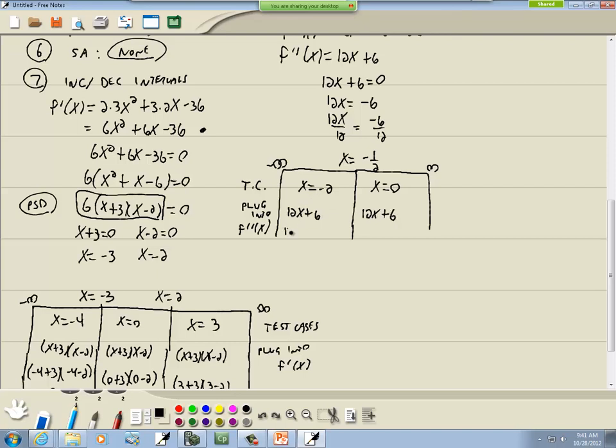So if I put negative 2 in there, I got 12 times negative 2 plus 6. 12 times negative 2 is negative 24 plus 6 is negative, which means it's concave down. If I put 0 in there, 12 times 0 plus 6 is positive, which means it's concave up. So for concavity, it's concave down from negative infinity to negative 1/2. Then it's concave up from negative 1/2 to positive infinity.